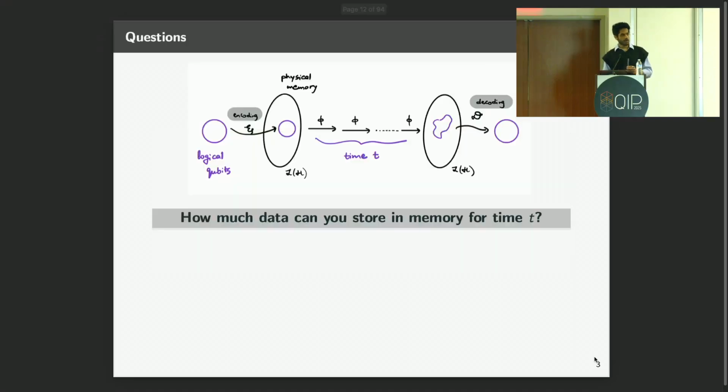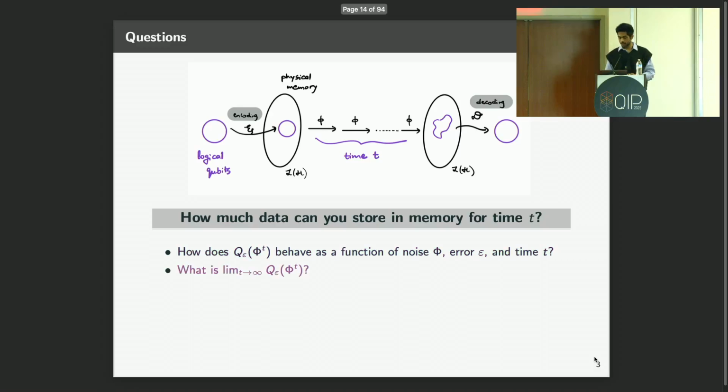Okay, so what's the question that we ask and try to answer? Basically, how much data can you store in your memory for time t? More precisely, we want to study how this capacity function behaves as a function of the noise, the time t, and the error epsilon. In particular, we'll be interested in the long time limit of this, what is the limiting value, when does it go to 0?